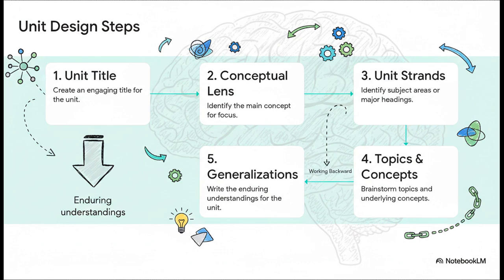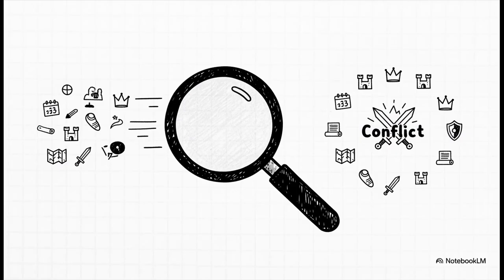Instead of starting with a giant list of facts you have to cover, you actually start with the end in mind. You ask, what are the big ideas students absolutely need to understand? You define those first, and only then do you work backward to pick the right topics and facts that will best get them there.